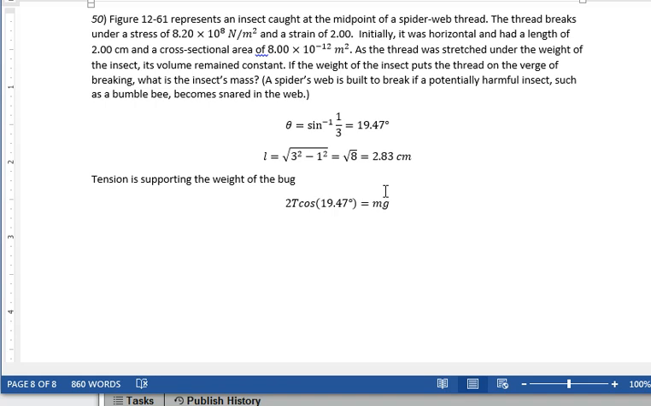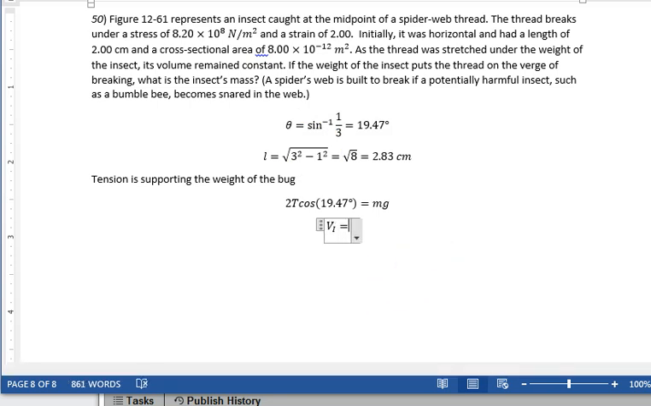We have the cross-sectional area when it was horizontal. Now we're being told the thread breaks under a stress of 8.2 times 10 to the 8 newtons per square meter and a strain of 2. We set the strain to 2 by saying it's now 6 centimeters long, and that gave us that angle. Now we're going to set the cross-sectional area to its new value, because the volume is constant. So what's the volume we start out with?